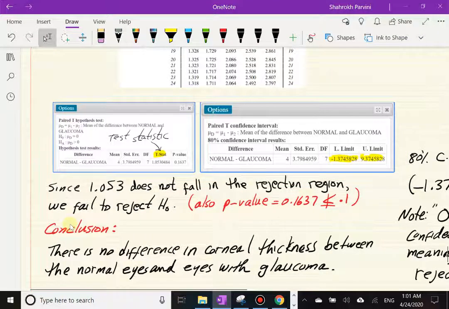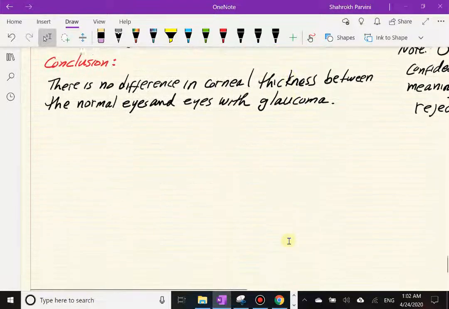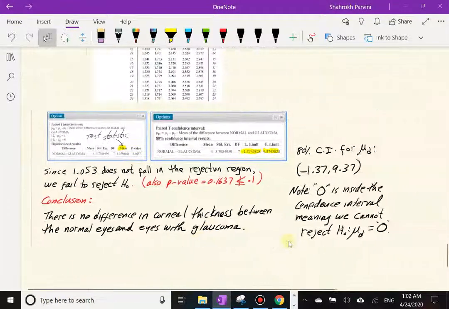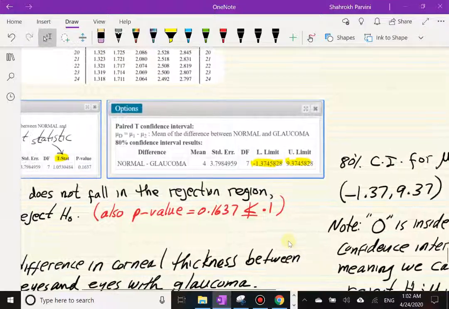Okay, so there you have it. Since 1.053 doesn't fall into that rejection region, we fail to reject the null. The p-value is also large. It's not less than 10%. So what's the conclusion? There is no difference in corneal thickness between the normal eyes and eyes with glaucoma. Okay, so that's the takeaway from this, and we're good in this section.